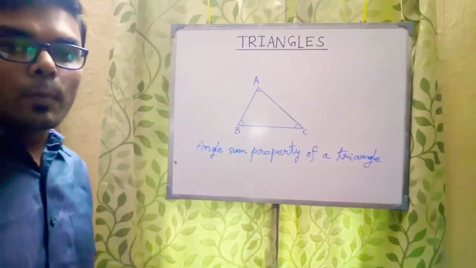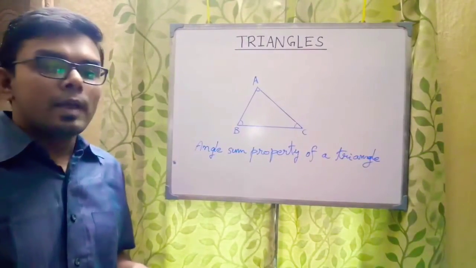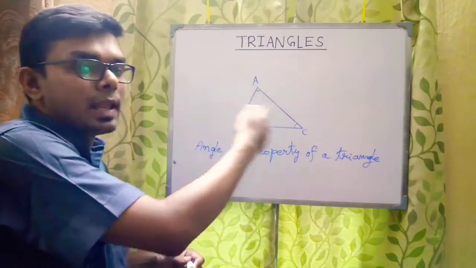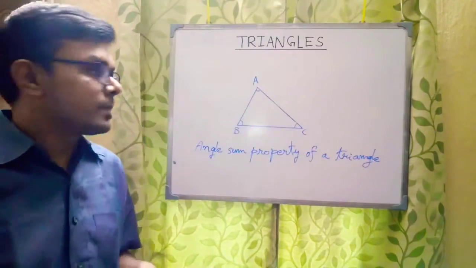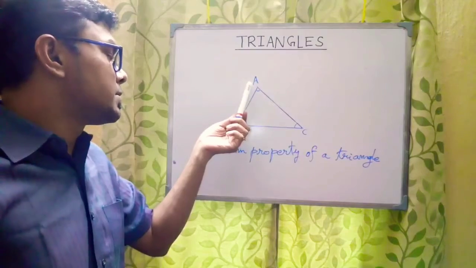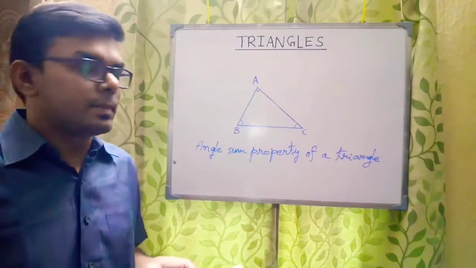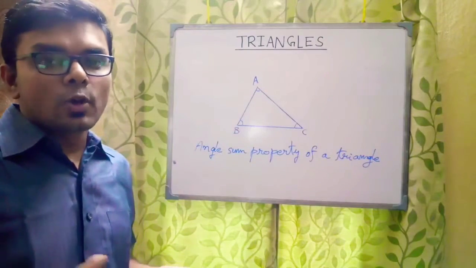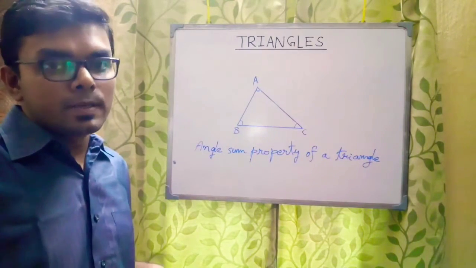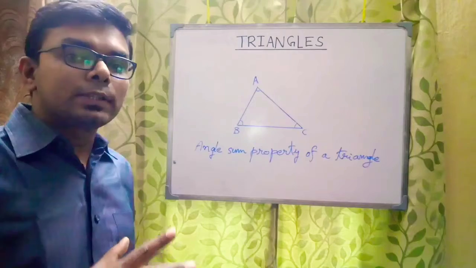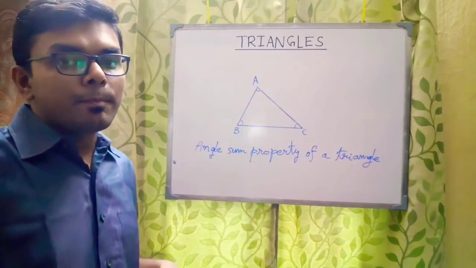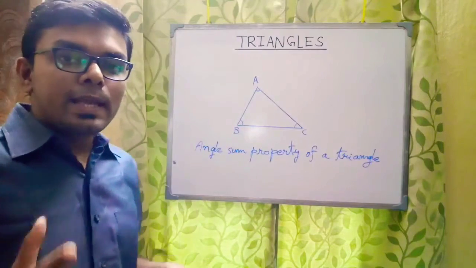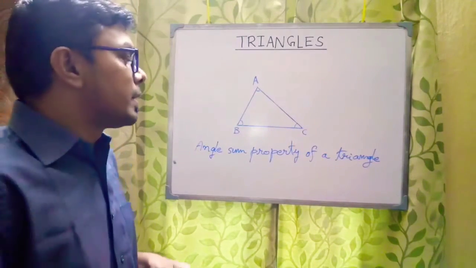The angle sum property of a triangle. Now we have already learnt, and as you know, that a triangle has three interior angles. Here I have denoted them with A, B and C. Now you know that an angle is always measured in degree. Though we have other units to measure angles, that is not of concern to us now. We must know that any angle is measured in degree.